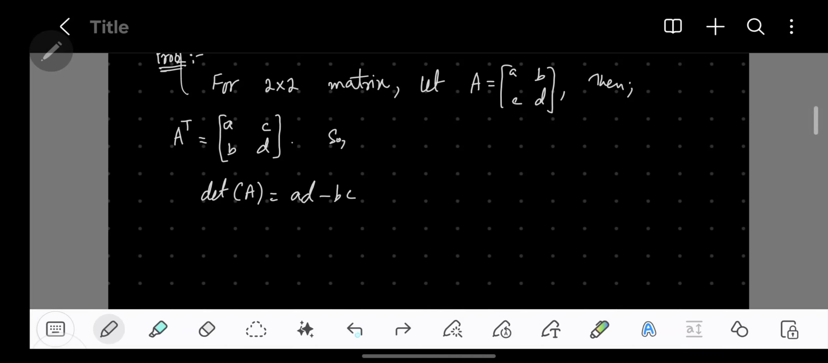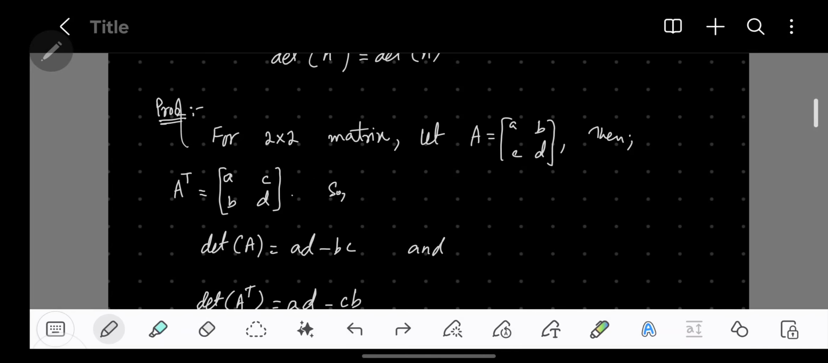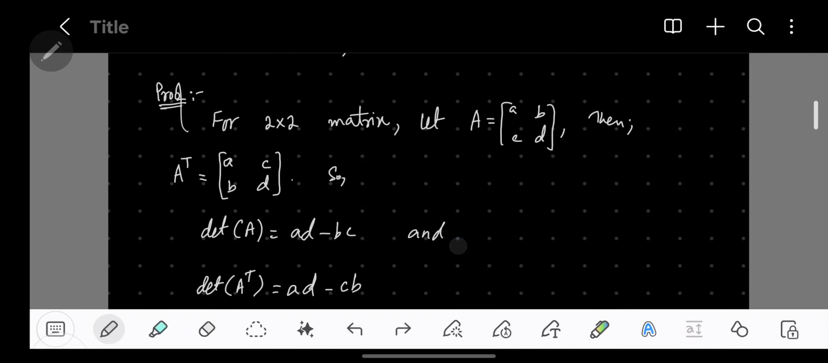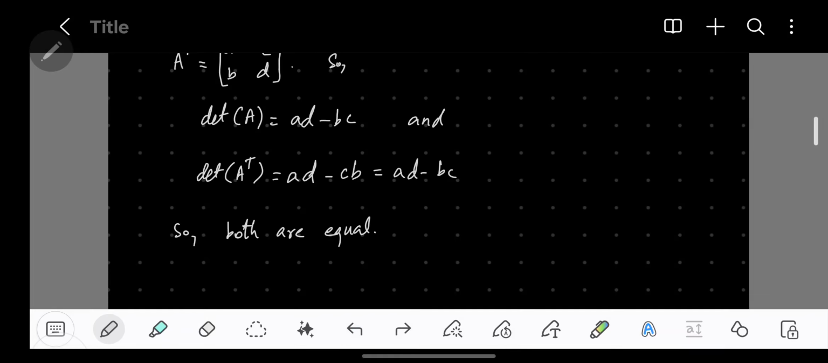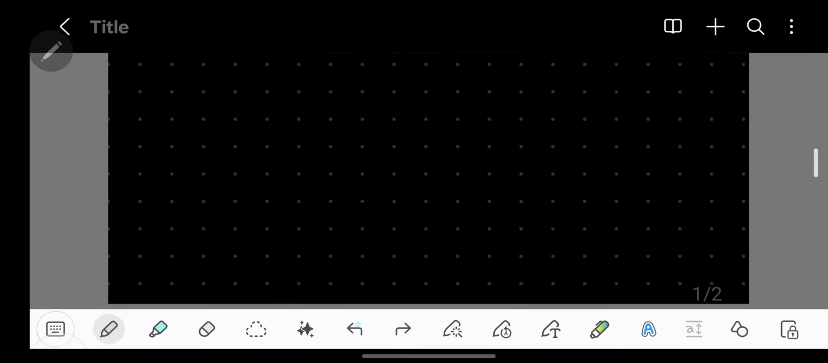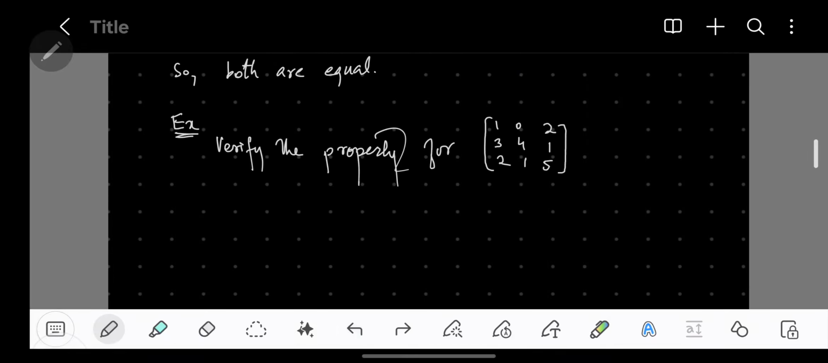Now let's look at the determinant of A transpose. The determinant of A transpose is the product of these two, A times D, minus the product of these two, which is C times B, and which is the same as AD minus BC. Since the determinants of both A and A transpose are equal, the theorem is proved. Let's do an example.